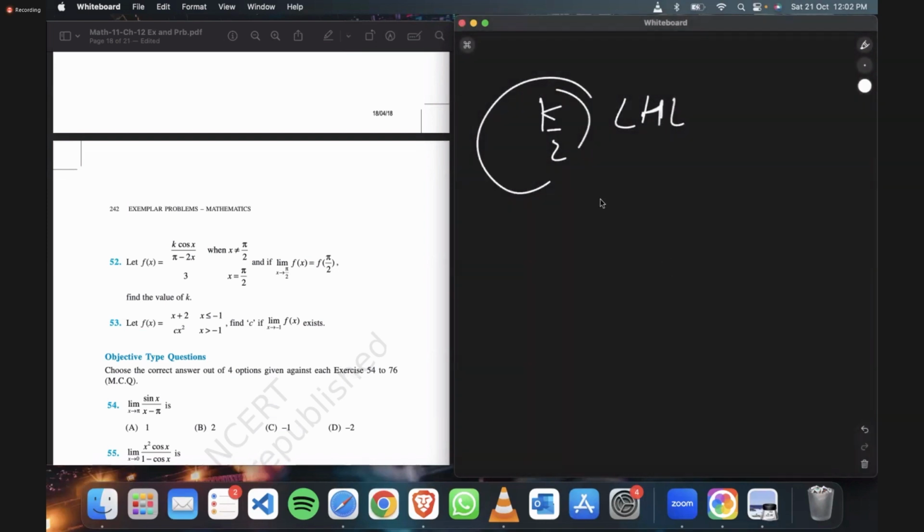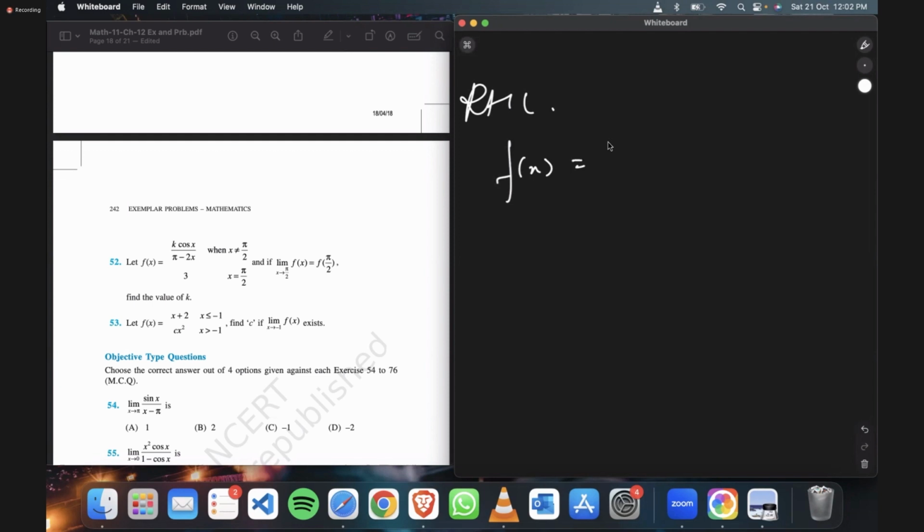Now, in order for the function to have a limit at that point, its LHL must be equal to its RHL. So now we have to find its RHL. So its RHL is f(x) equal to the limit when we approach from the positive side, of k cos x divided by pi minus 2x.